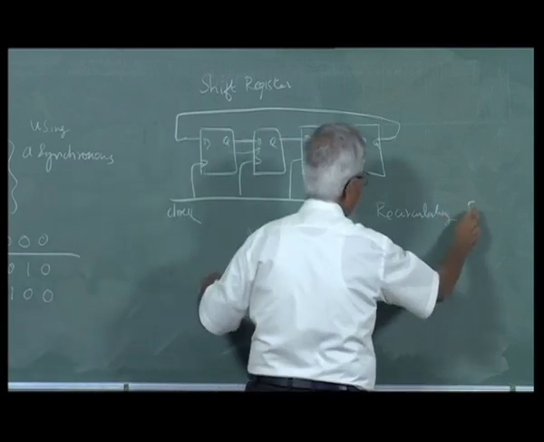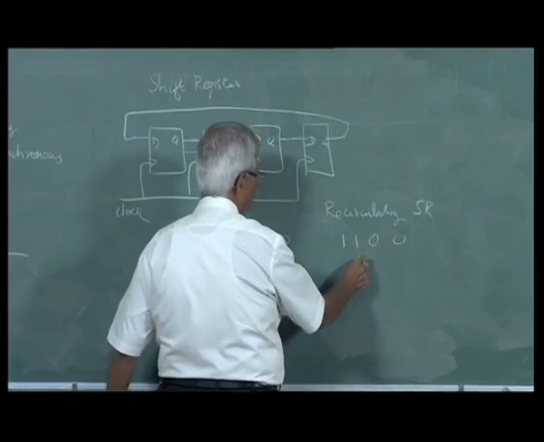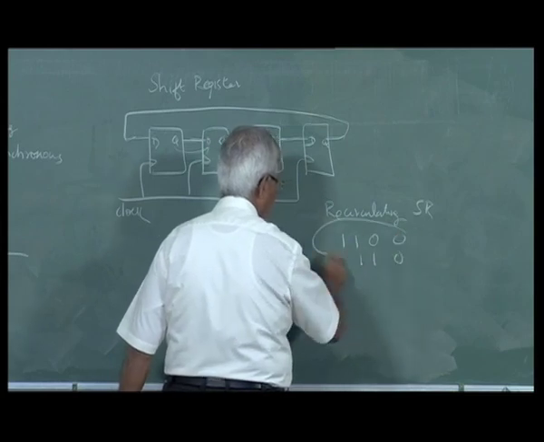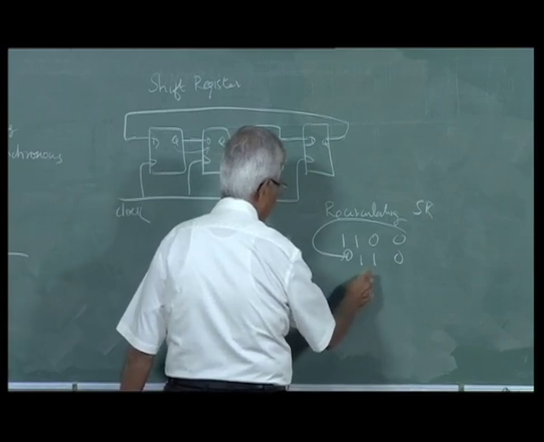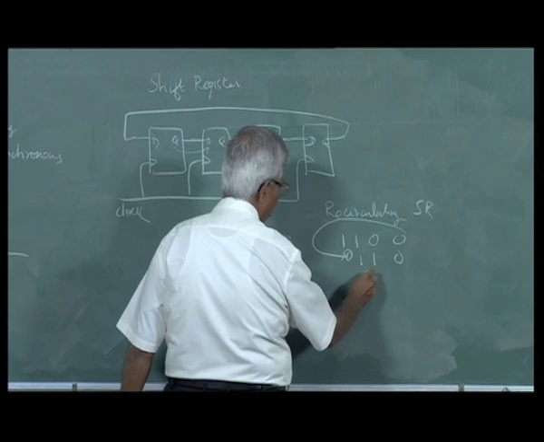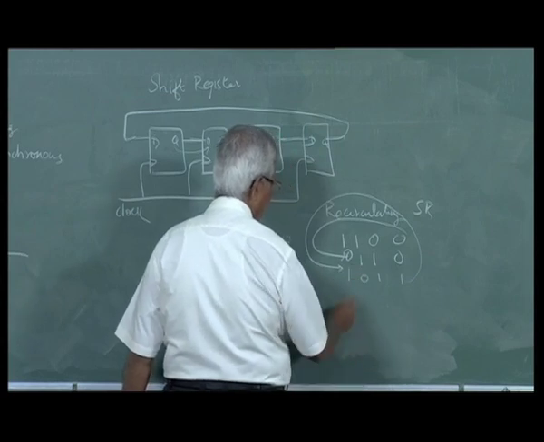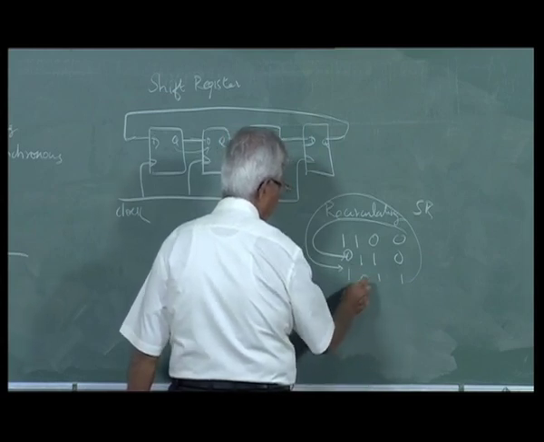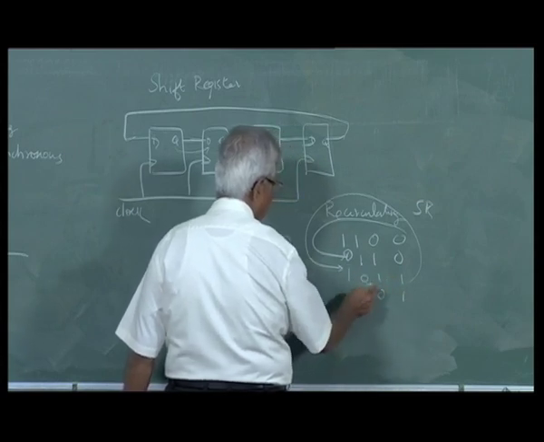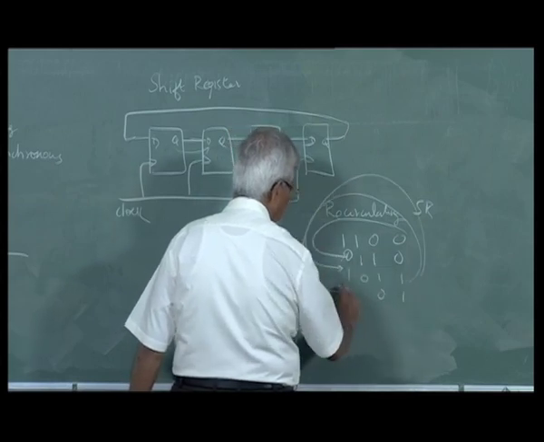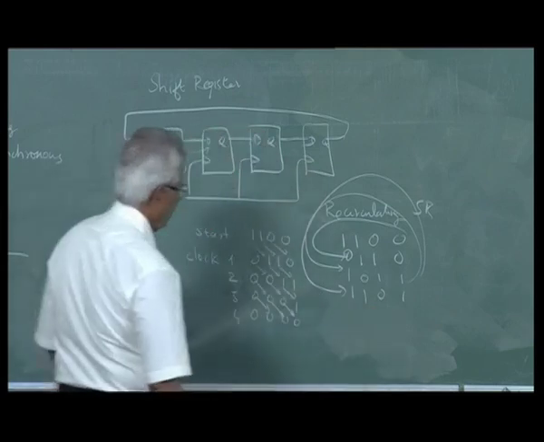Recirculating shift registers: it is 1 1 0 0, next cycle it becomes 1 1 0, this 0 will go here. Next cycle it becomes 0 1 1, this 1 will go here. Then next cycle it will become 0 1 1, and this 1 will go here, and then next cycle, I lost a 0 somewhere.